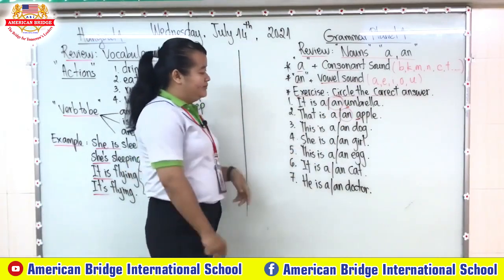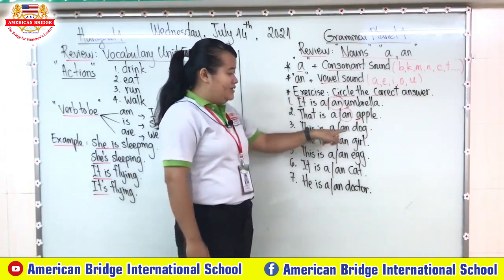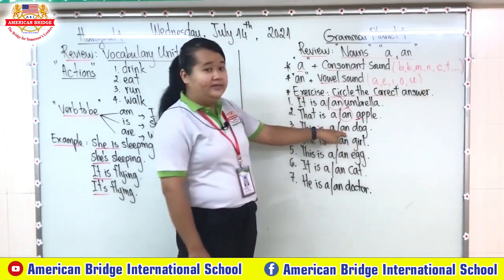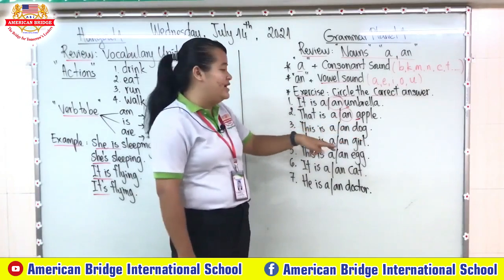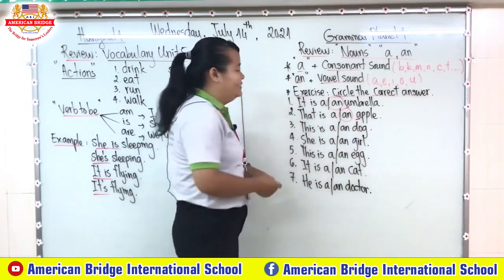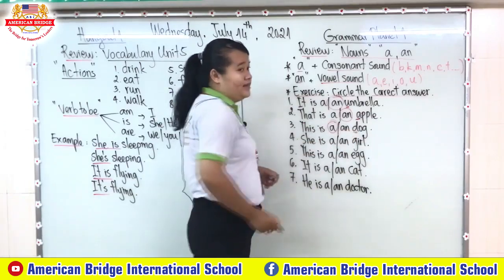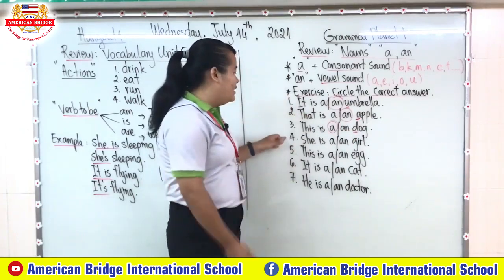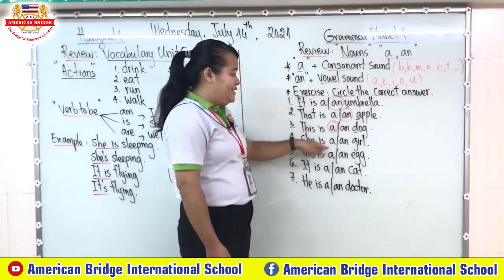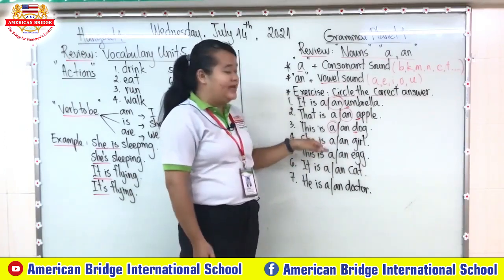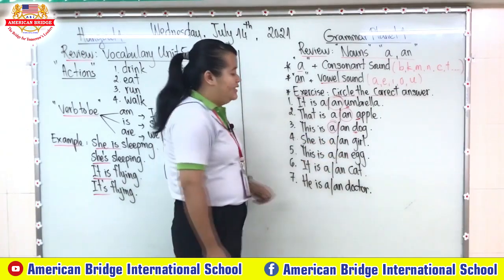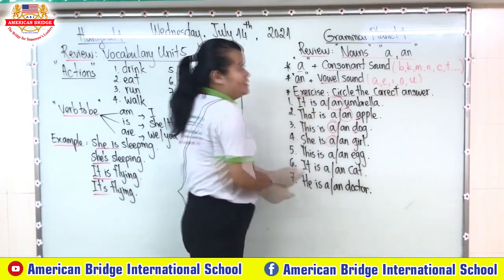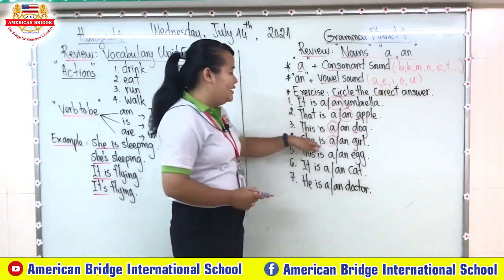Okay, number 3. This is a dog or this is an dog. So can teacher use an? This is an dog? No, right? So we need to choose this is a dog, because letter D is not a vowel sound, so that one is a consonant, right? Okay, now let's move to number 4. She is a girl or she is an girl. Which one, everyone? Girl. The correct one is a, because letter G is a consonant sound, right? So she is a girl.